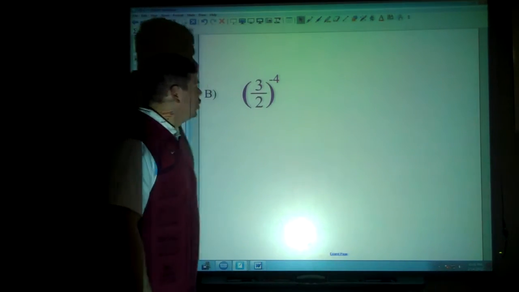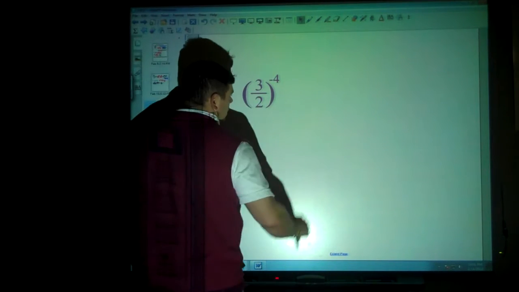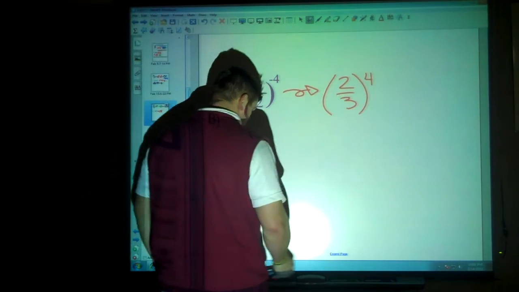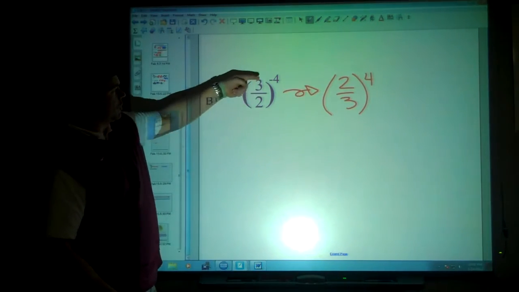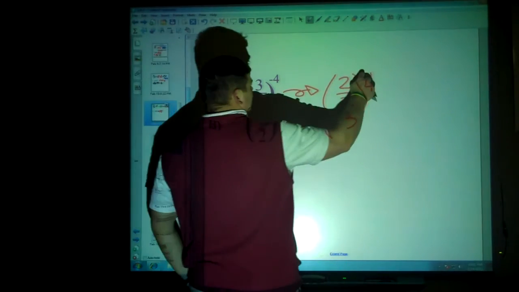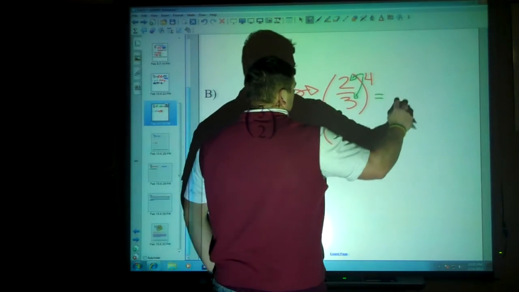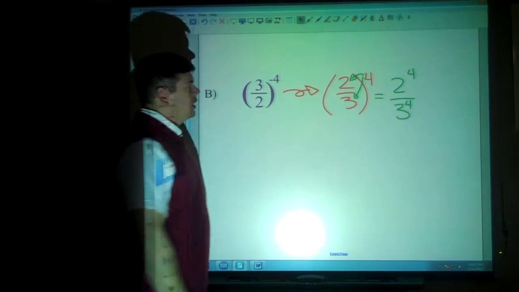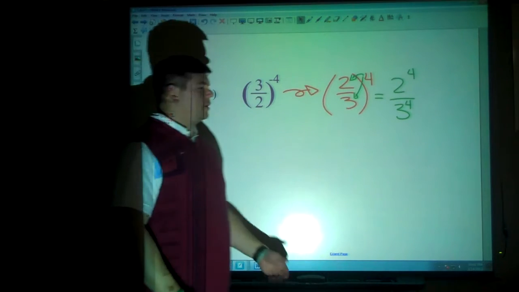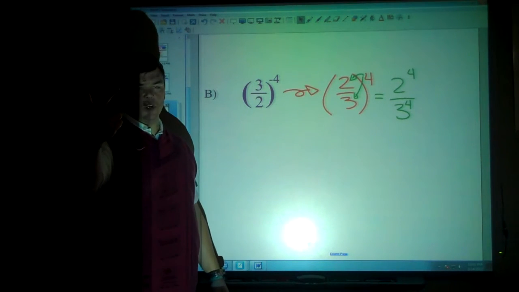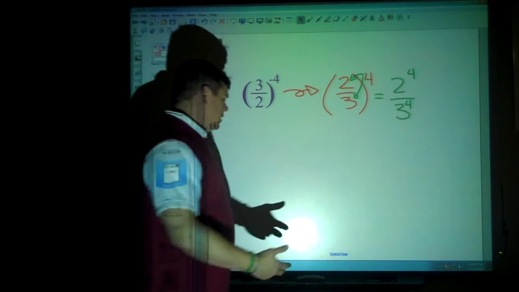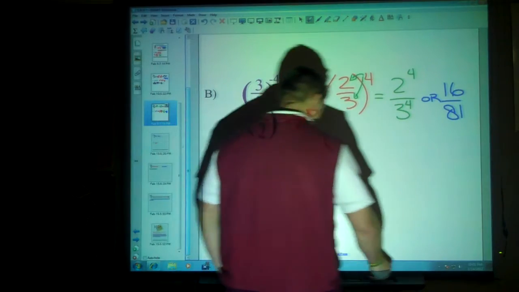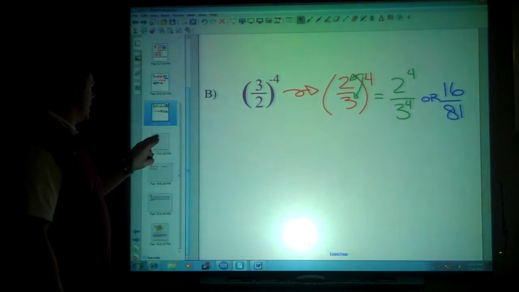All right? What you could do is you could distribute it, or you could flip this over right now and make it 2/3 to the positive 4. So when we make the reciprocal, the exponent changes signs, and then give it to both of them. So you have 2 to the 4th, 3 to the 4th. And you could factor that down further if you wanted to. 2 squared is 4, times another 2 is 8, times another 2 is 16. So you could say that's 16 over 81. But it's okay to leave it in the exponent form right now.